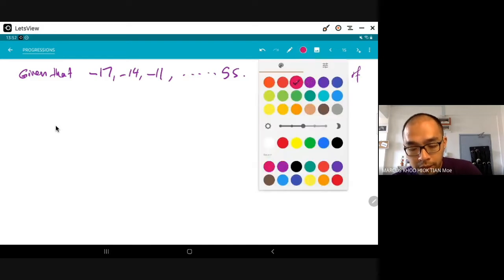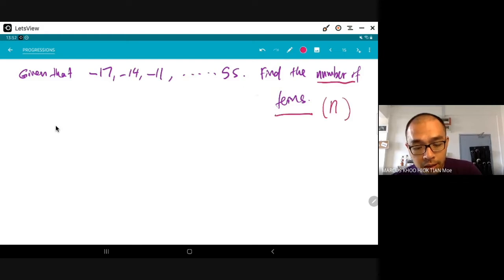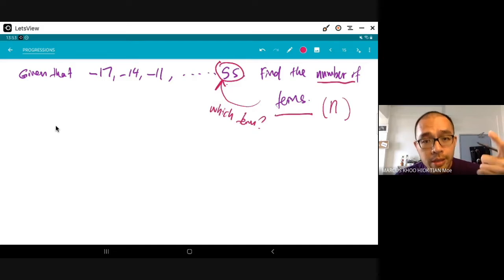Okay, everyone, number of terms merujuk kepada huruf apa? Merujuk kepada huruf N. So you want to find the N for this number 55. Now, our arithmetic progression is negative 17, negative 14, negative 11, all the way sampai 55. So I want to know, 55 is which term? Sebutan ke berapa? But the first thing we need to do is tell me what is the A and tell me what is the D.